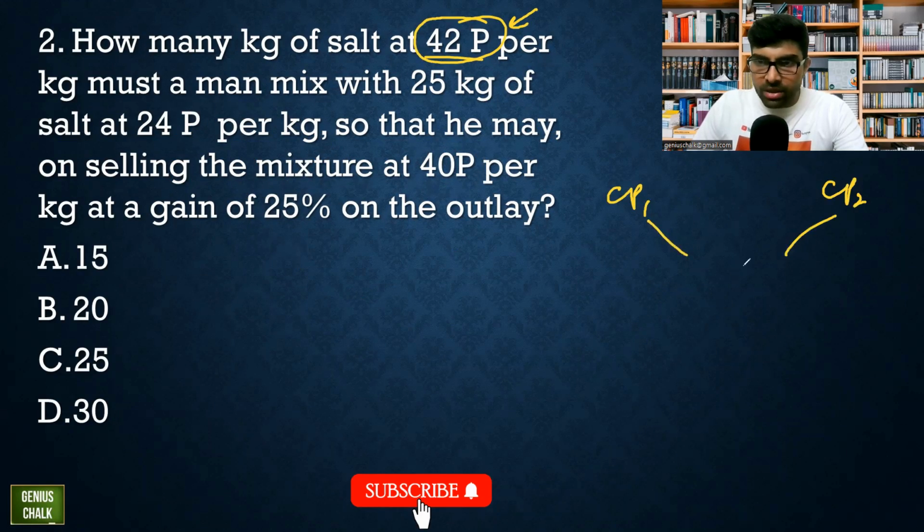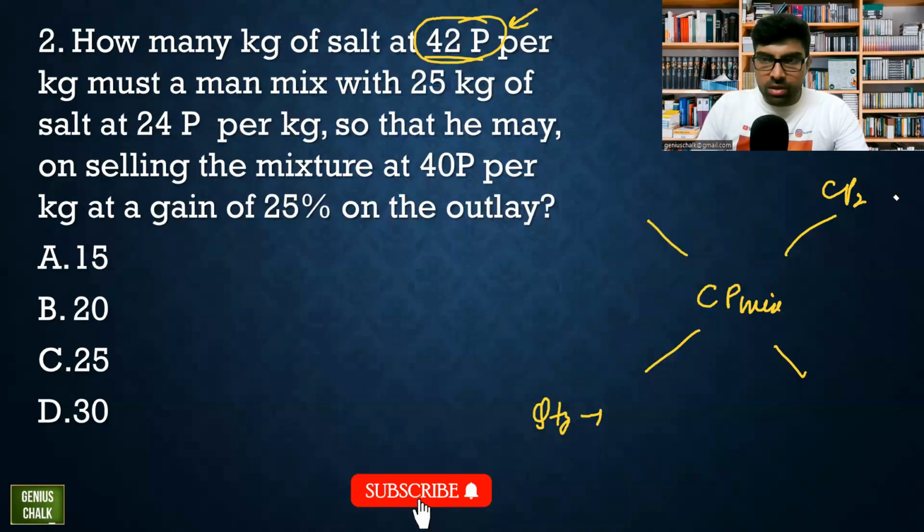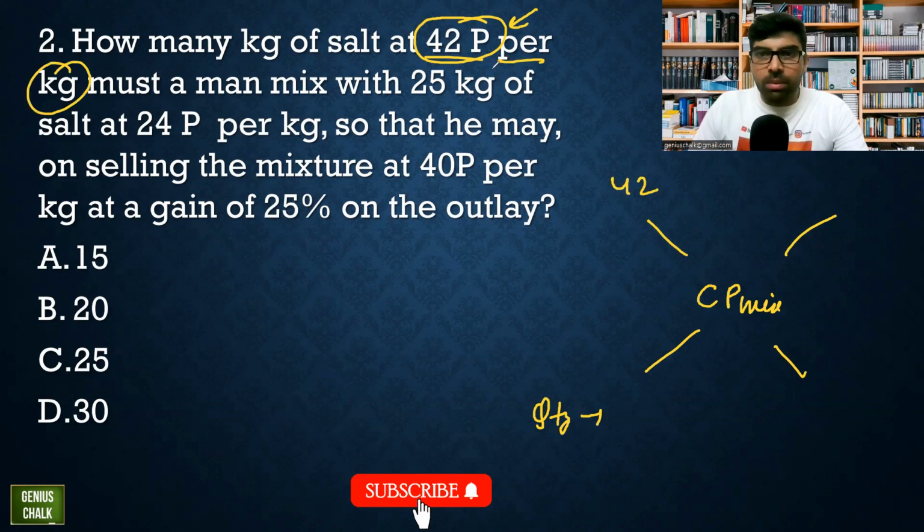So when we mix two cost prices, it has to be the cost price of the mixture, and then the quantity in which they are mixed. So what is the cost price first? Cost price first is 42 paisa per kg. Just check, it is per kg. Always remember, whatever price is given here, the quantity is per kg. So whatever is in the numerator, that is kg, means quantity. So the quantity ratio will be here.